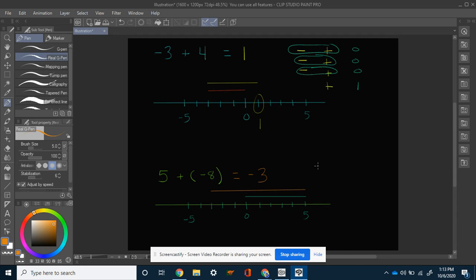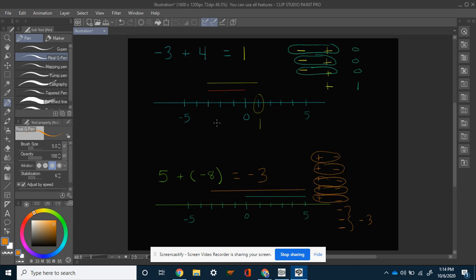Well, we could draw this concretely again. We have 1, 2, 3, 4, 5 positives, and we have 1, 2, 3, 4, 5, 6, 7, 8 negatives. And again, we're going to cancel out 1, 2, 3, 4, 5. And these are going to be negative 3, right? So negative 3 is still the answer, whether we do it on a number line or we use a concrete fashion.